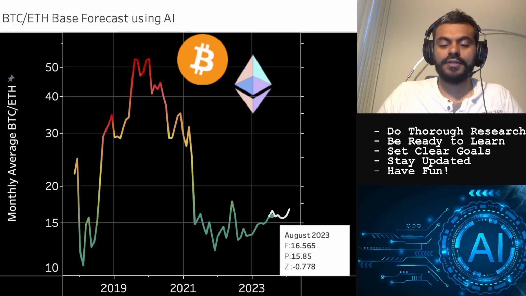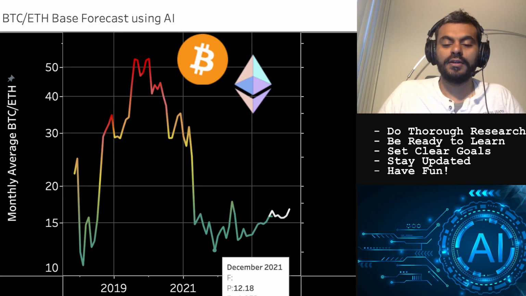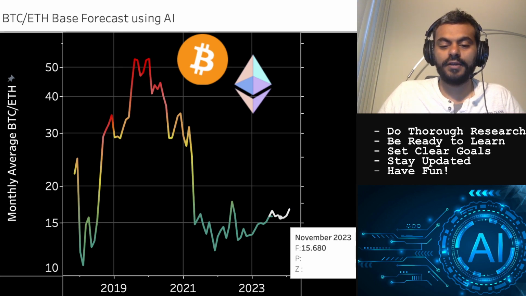Bitcoin has started slowly gaining ground over Ethereum, and currently, especially in August, you can see that the z-score is negative 0.77. So it is still in the territory where you can say Ethereum is, historically speaking, overvalued with respect to Bitcoin, but it is not as overvalued as it was in December 2021, where you could only get 12 ether per BTC and z-score negative 1.05. It's coming up to almost 0.77.